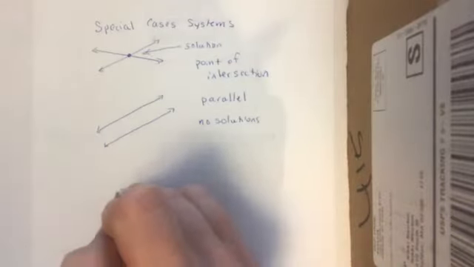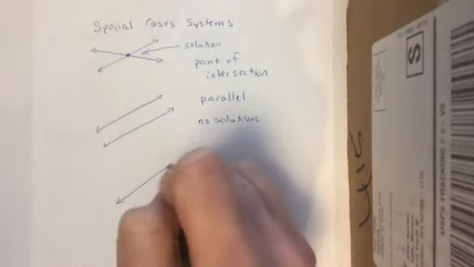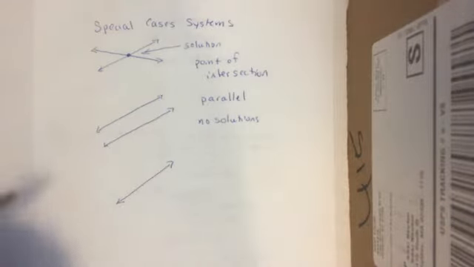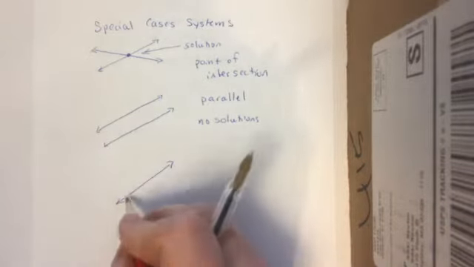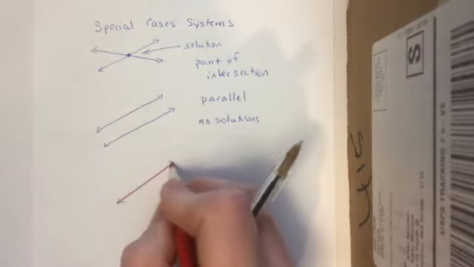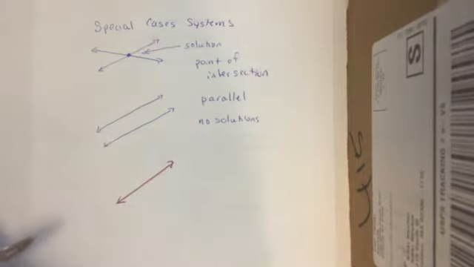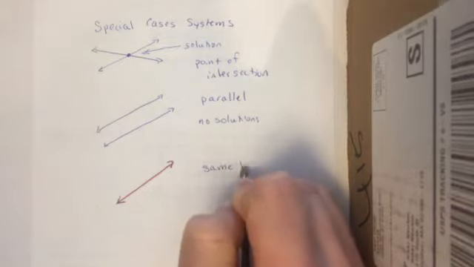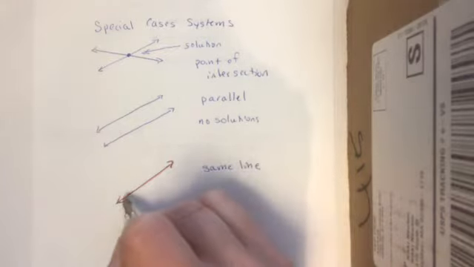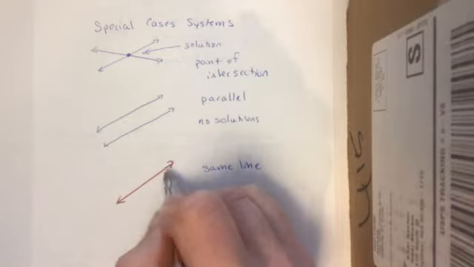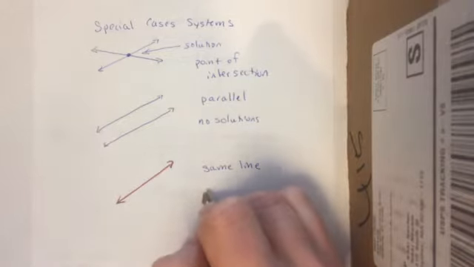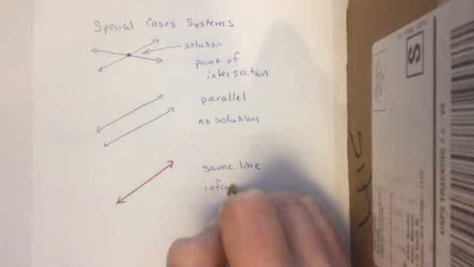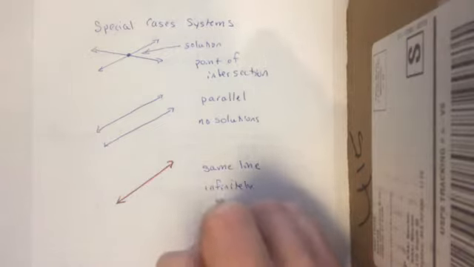Now, a different case would be if you graphed one of your lines and your other line, it might be in a different form, so you didn't recognize it. But when you graphed it, it landed right on top and it turned out that it was the same line. So if you have two lines that happen to be the same line, they intersect everywhere along that line. So many, many, many points. So that turns out to be infinitely many solutions.